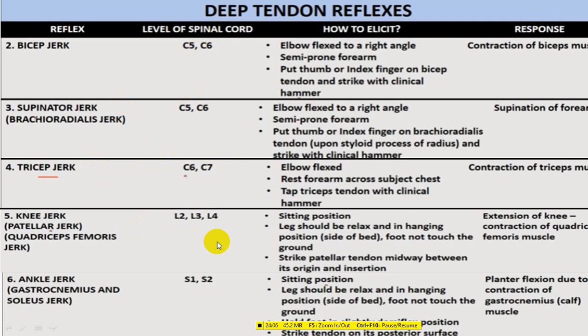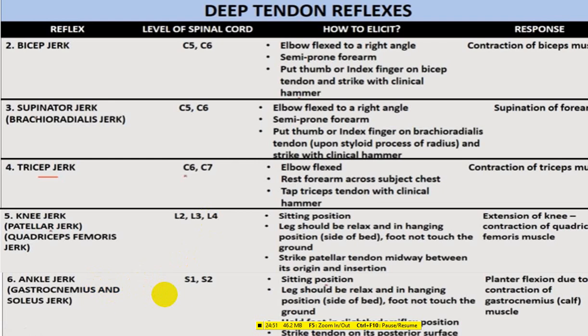Knee jerk can be elicited either in a lying down position or in a sitting position. The best way is in a lying down position. You put the knee joint at 90 degrees, so you are also flexing at the hip joint. And after good relaxation, you tap over the patellar tendon. When you tap over the patellar tendon, you get extension at the knee and contraction of the quadriceps muscles. And this is L2, L3, L4. Ankle jerk, you can elicit in a sitting posture, or you can elicit in a supine posture.